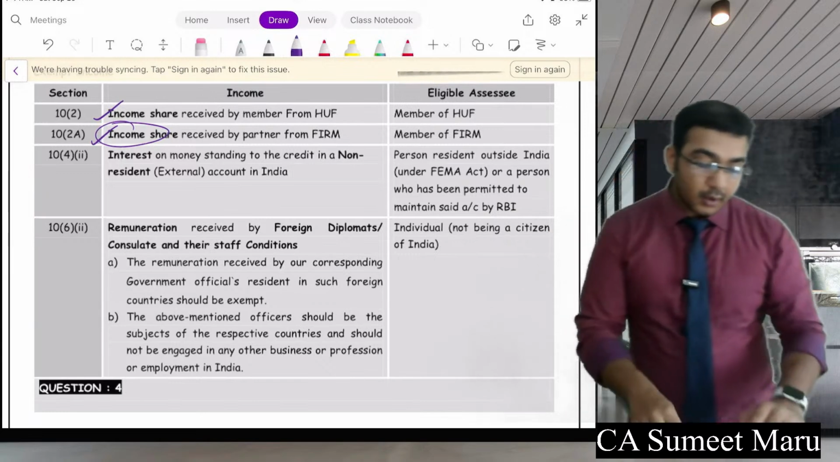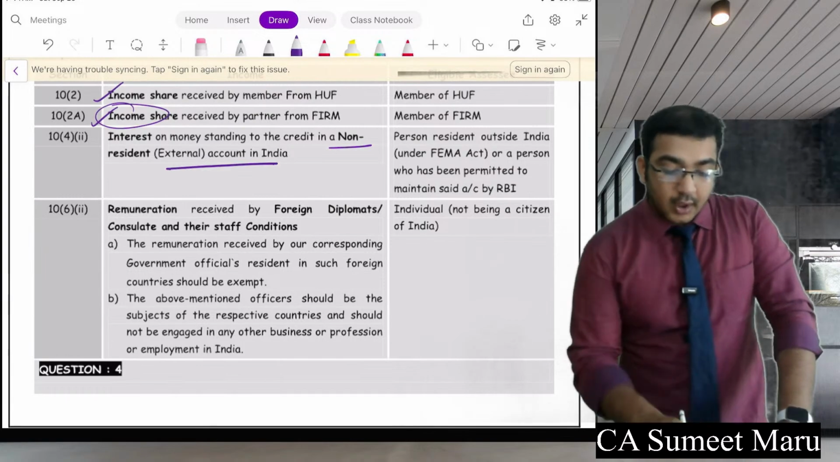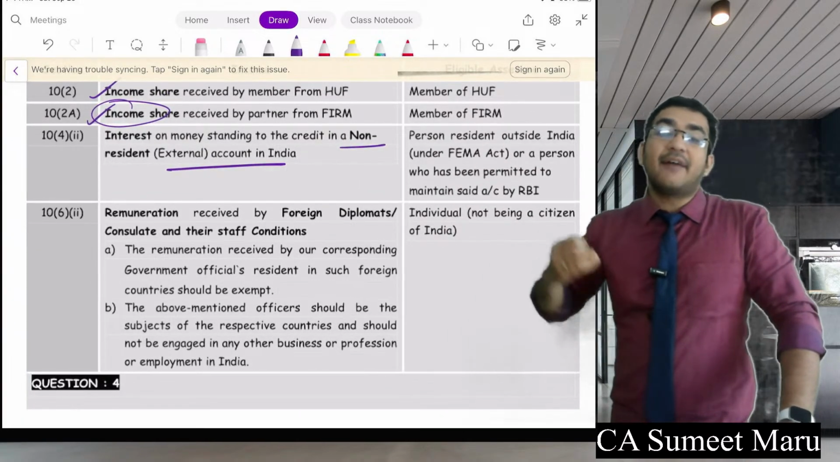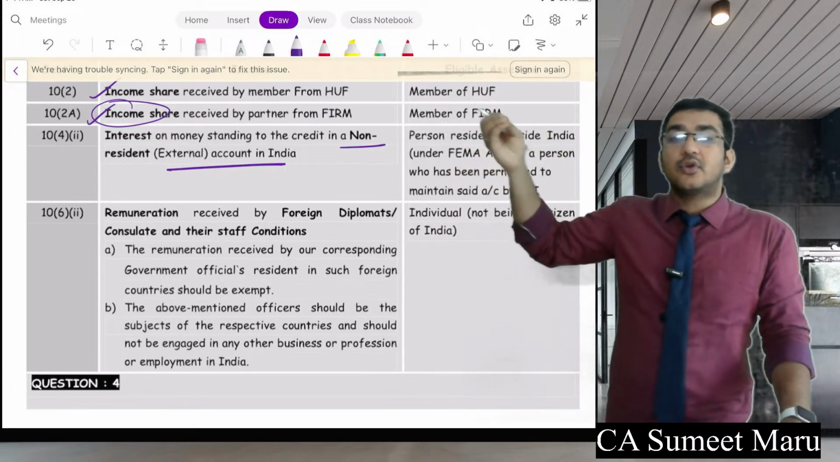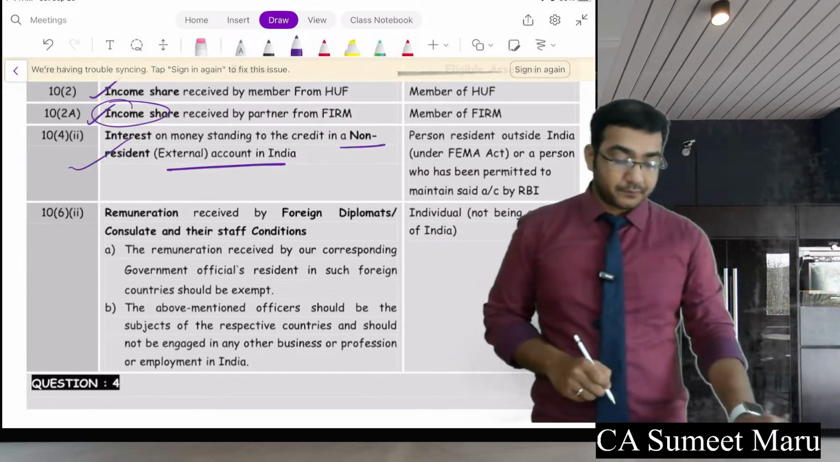Further, interest on money outstanding in an NRE external account. Now see, when a non-resident person has an external account outside, the income from such an account is also exempt for you.